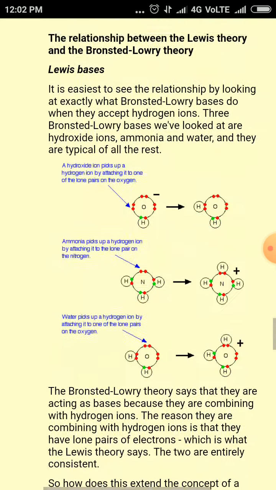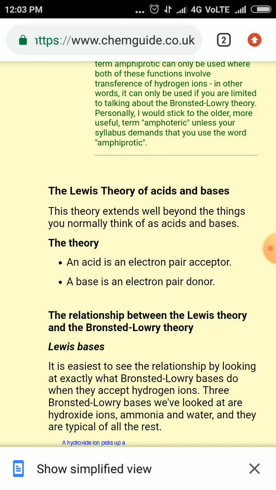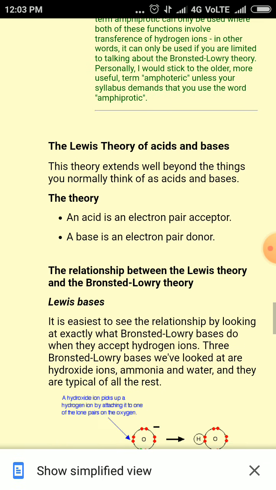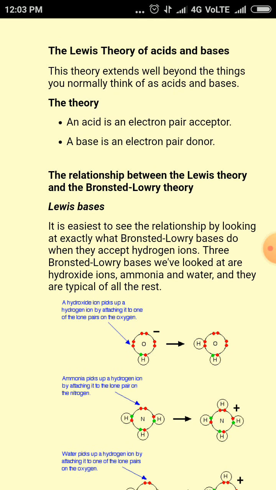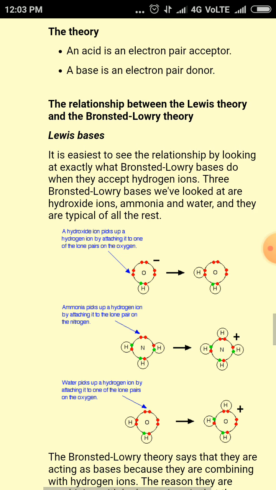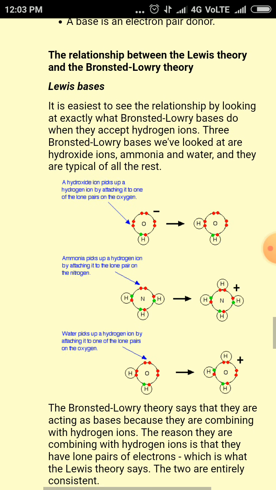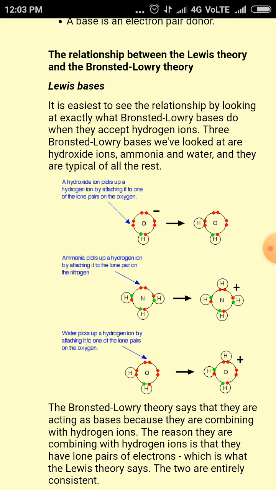Now the next theory is the Lewis theory of acids and bases. According to this theory, an acid is an electron pair acceptor and a base is an electron pair donor. Lewis bases: it is easiest to see the relationship by looking at exactly what Bronsted-Lowry bases do when they accept hydrogen ions. The Bronsted-Lowry bases we have looked at are hydroxide ion, ammonia and water. They are typical of all the rest.